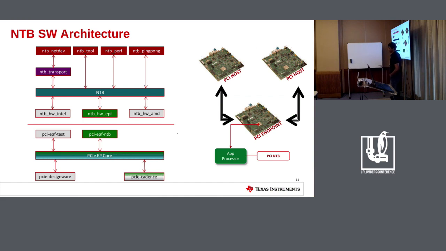There are some modifications to the endpoint core, because now the endpoint function device will have a reference to two endpoint instances, and also there is a new ops basically to map MSI to the outbound address translation unit. So once this part is done, we could have two independent hosts connected to a multi endpoint instance supported SoC. We should be able to use any of these applications to transfer data from one host to the other host.